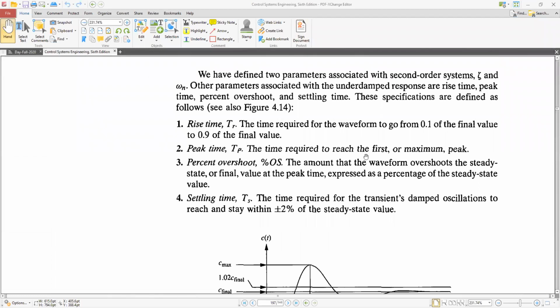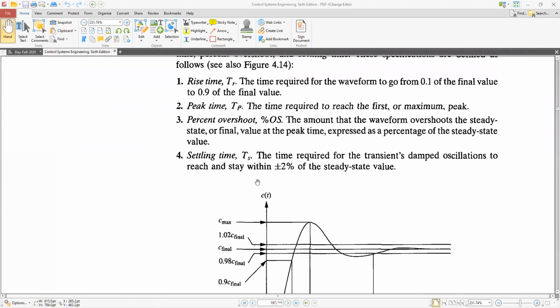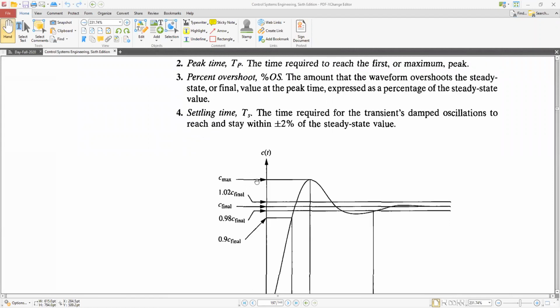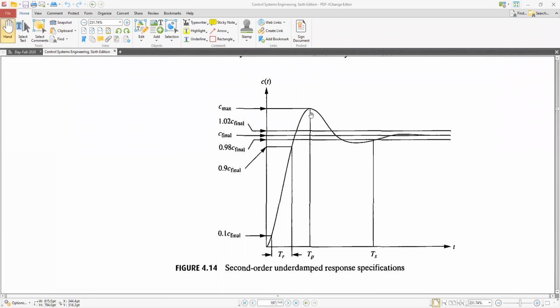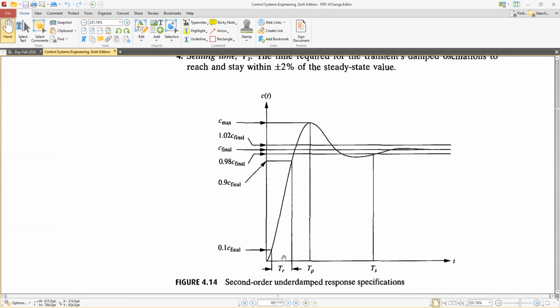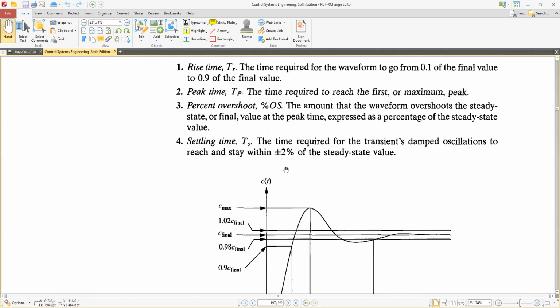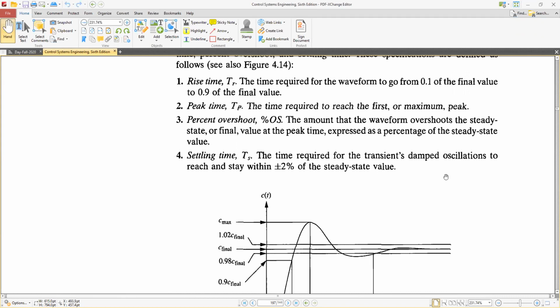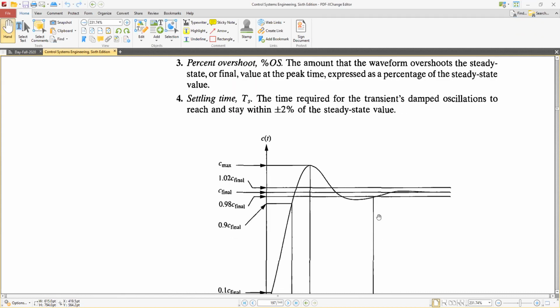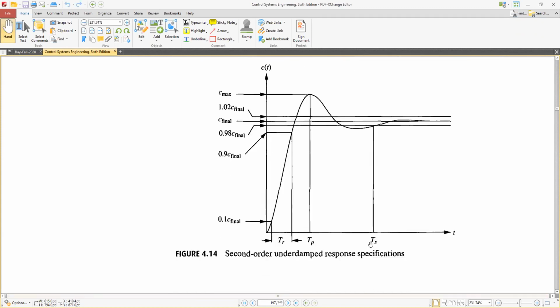What is the peak time? Peak time is the time required to reach the first or maximum peak. See, the first peak, when it goes to the maximum point, that is called the peak time. Rise time, 0.1 to 0.9, is called the rise time. And settling time is the time required for the transient damped oscillation to reach and stay within plus minus 2% of the steady state value. That is called the settling time, TS.